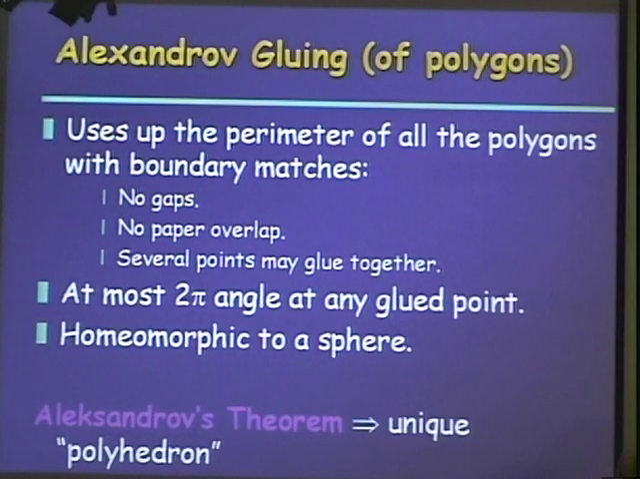You can glue several points together. That's fine. But at most, 2 pi paper at any point can be glued together. And this is a very natural restriction, because if you glue more than 2 pi, you can't get convexity. So you want 2 pi at most. And you want it homeomorphic to a sphere. And Alexandrov's theorem can be interpreted as: if you have these conditions satisfied, then they are realized by a unique convex polyhedron. And I'm mainly interested in the case of one polygon. We're going to take one polygon, glue its boundary to itself in this form, and it must yield a unique convex polyhedron.